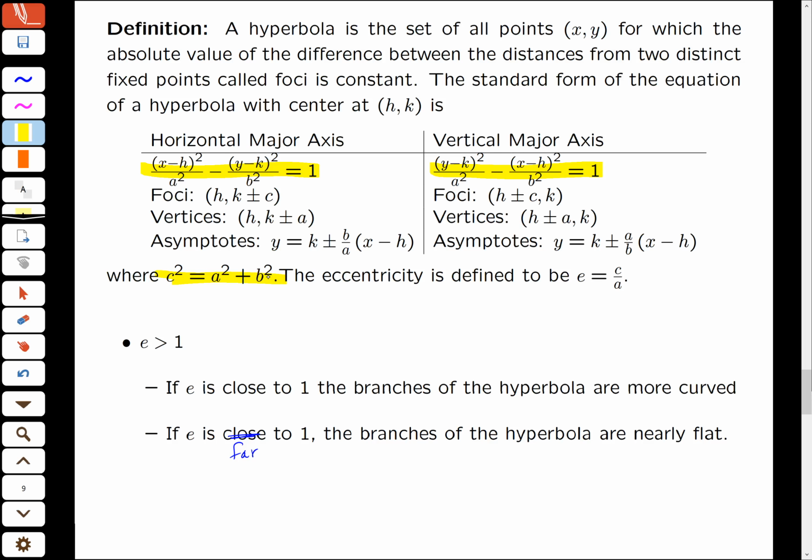For hyperbolas, the eccentricity E is going to be bigger than 1. That's important to us later on when we start graphing these in polar coordinates. If E is close to 1, the branches of the hyperbola are much more curved. If E is far away from 1, much bigger than 1, then the branches are nearly flat and there's not much curve to them.